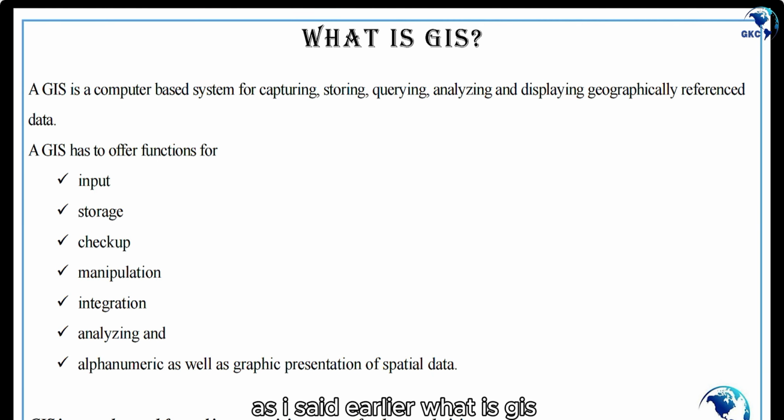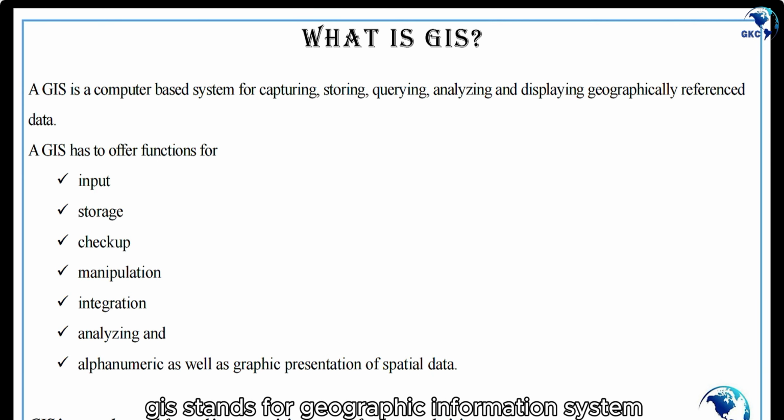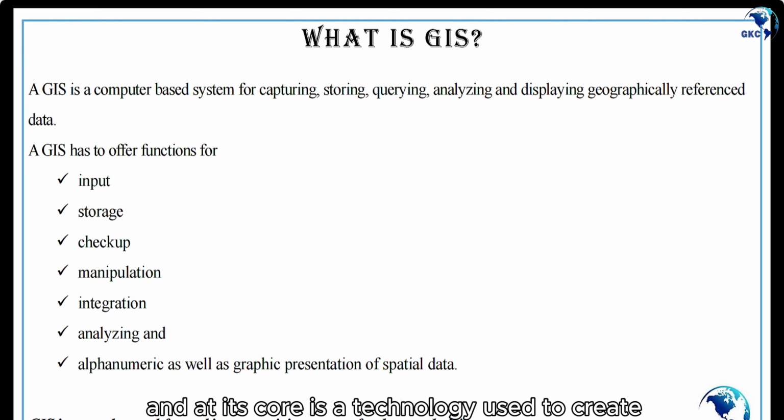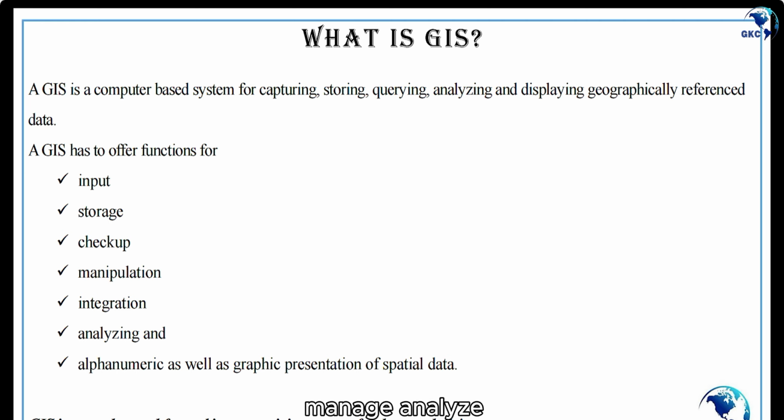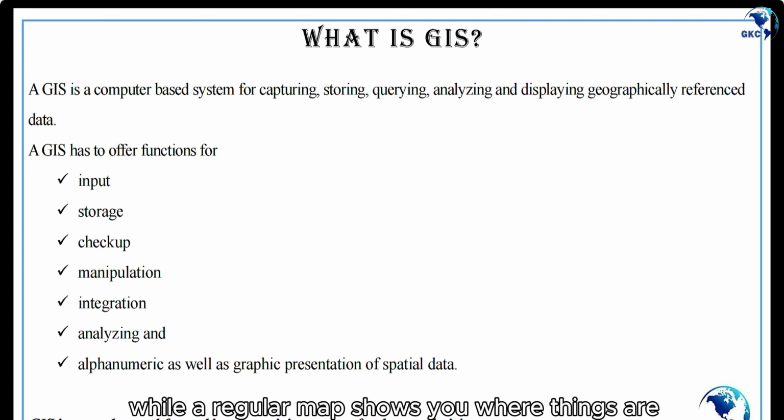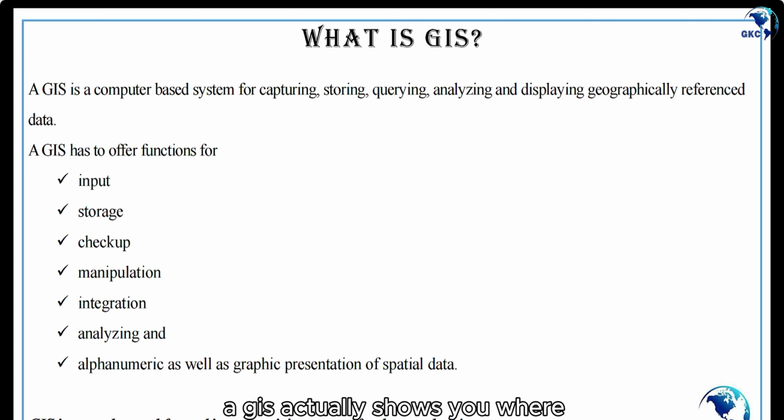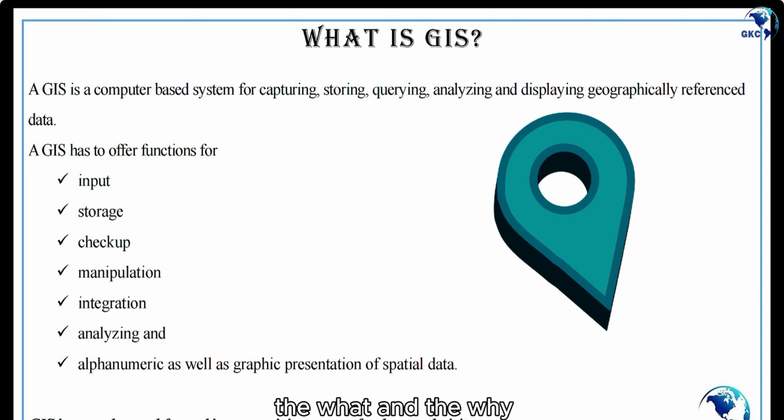As I said earlier, what is GIS? GIS stands for Geographic Information System, and at its core is a technology used to create, manage, analyze, and visualize all types of data that has a geographic component. Think of it as a combination of a map and a powerful database. While a regular map shows you where things are, a GIS actually shows you the where, the what, and the why.